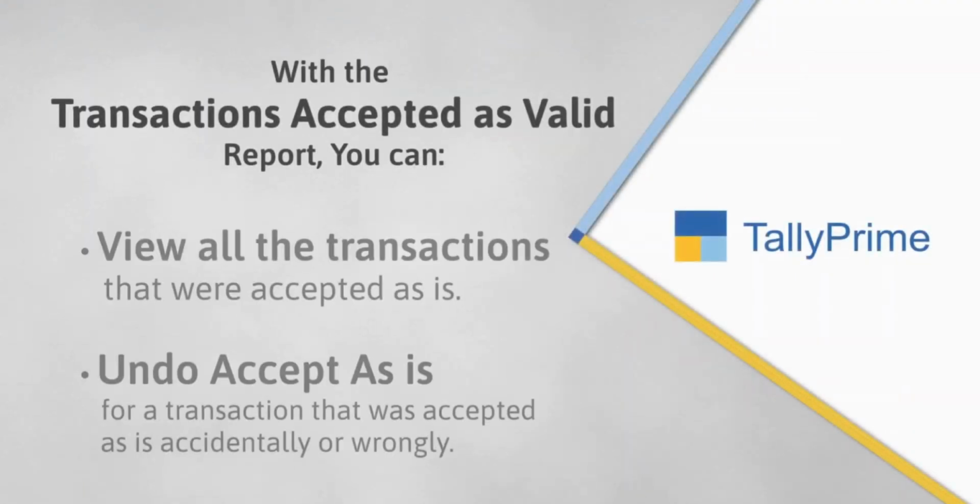As you saw, the Transactions Accepted as Valid report helps you identify and view all the transactions that were accepted as is. You can also undo Accept as is if the transactions were accepted accidentally or wrongly.